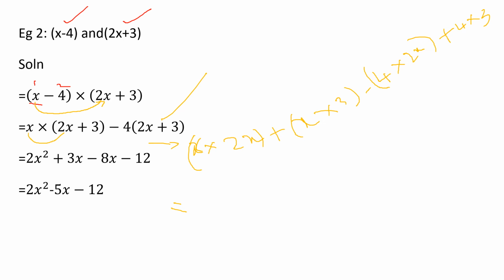Okay. Next, x into 2x: 1 into 2, 2. X into x, x square. Plus x into 3, 3x. Minus 4 into 2, 4 2s are 8, 8x. Then plus 4 3s are 12. So look at here, children.